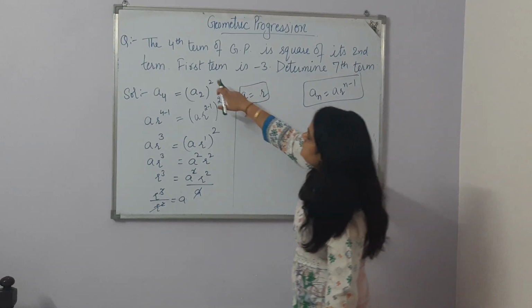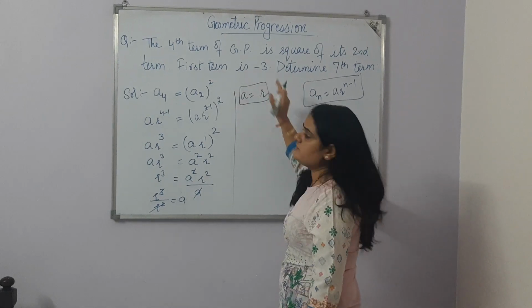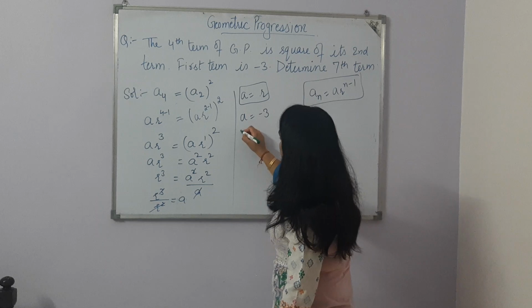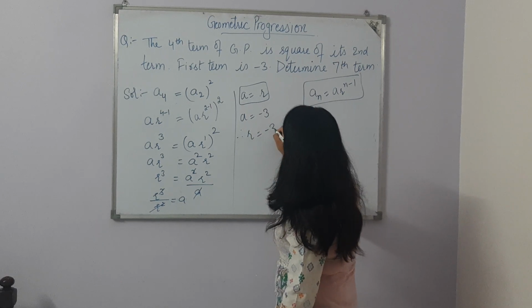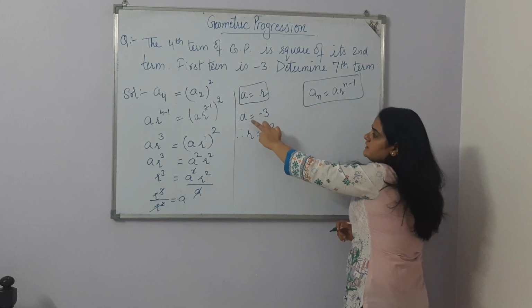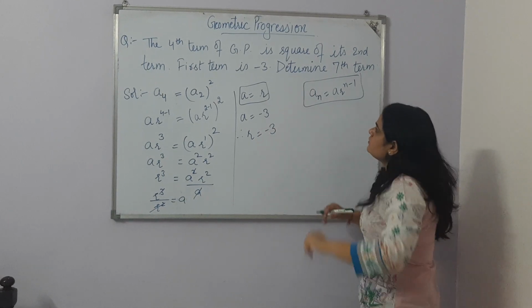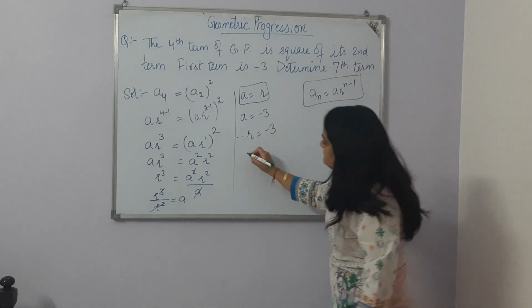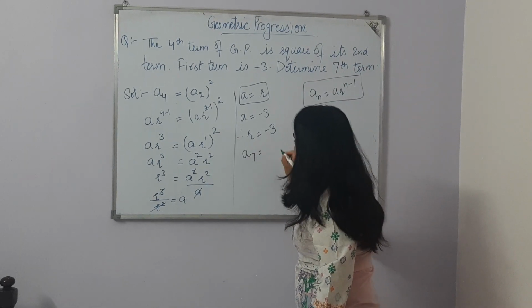Now another condition is the first term is minus 3. It is given to us that A is minus 3. If A is minus 3, then R is also minus 3, because we have already found that A is equal to R. Then we need to determine the seventh term. Seventh term, that means A7, we need to find out.